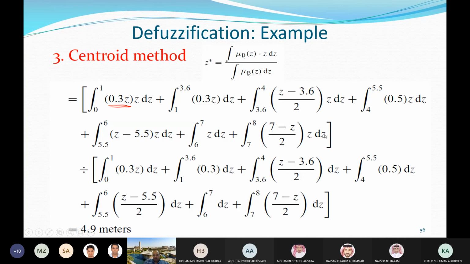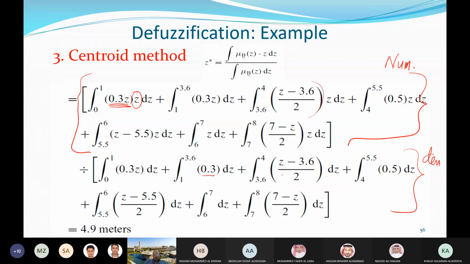7 to 8 over, this is the numerator. This is the numerator. And this is the denominator. Denominator is integration without the z. So this is the straight line here. This is 0.3 only. This is the equation of the line and so on.